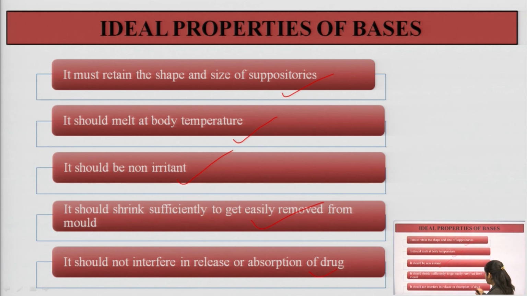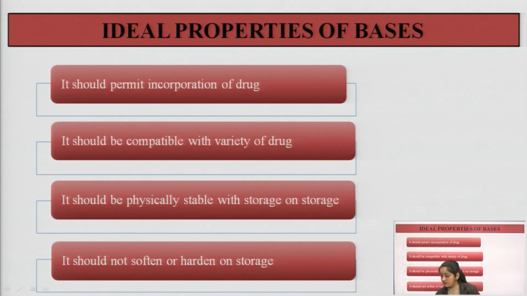Then it should not interfere in release or absorption of the drug. Any sort of material must not interfere in the absorption or release of any drug. Basically, we need our base to be inert, because if our base is inert, it is definitely not going to interfere in the formation of suppositories. Moving ahead, it should permit incorporation of the drug, because our drug is the main API, and our base should be flexible so that it facilitates the transportation of API into the body.